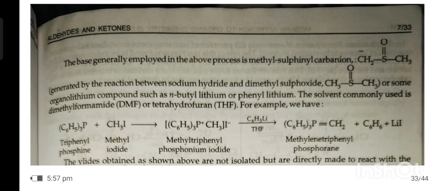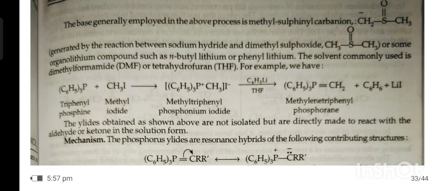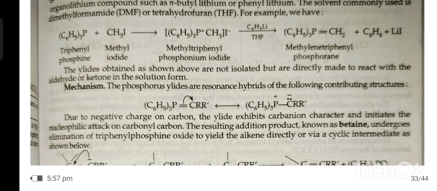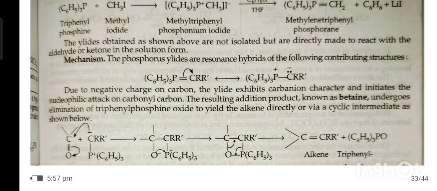The solvent commonly used is dimethylformamide DMF or tetrahydrofuran THF. For example, we have triphenylphosphine plus methyl iodide giving methyl triphenylphosphonium iodide. The ylides are not isolated but are directly made to react with the aldehyde or ketone in solution form.